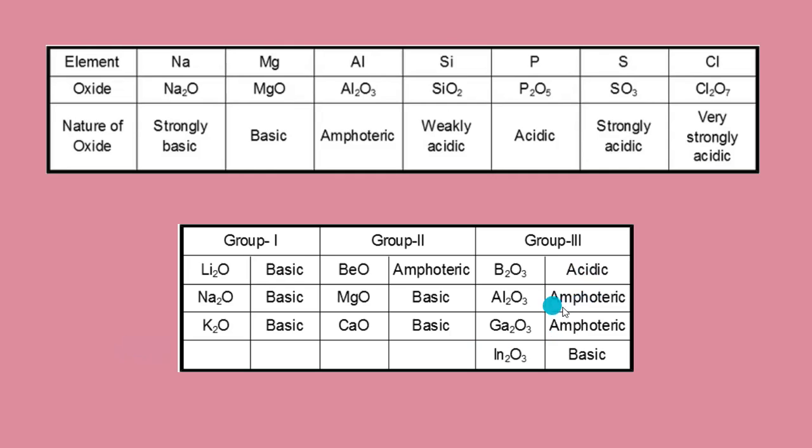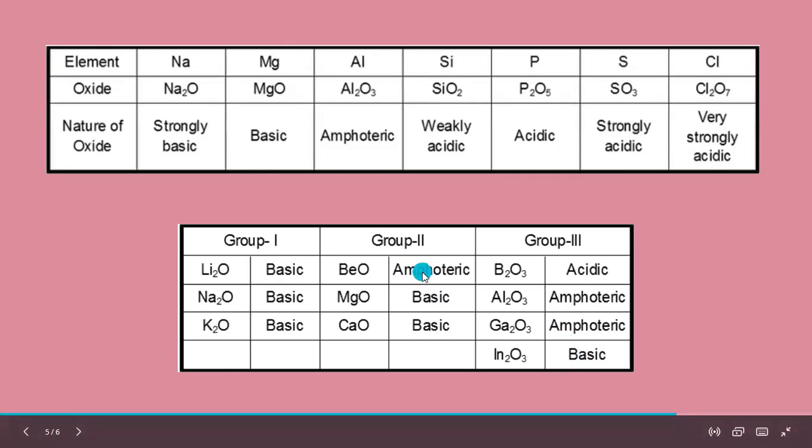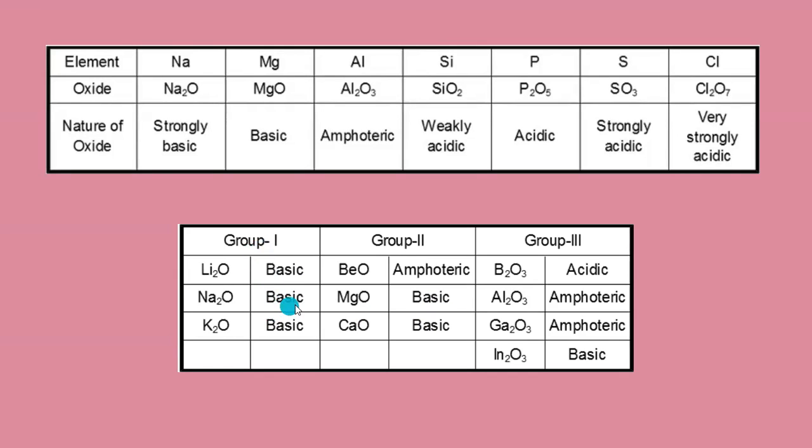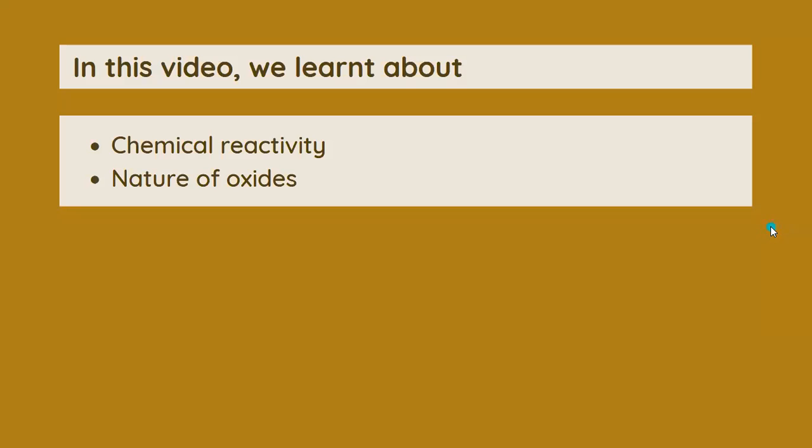That's why you have acidic, amphoteric, and you have basic. Here you have amphoteric, basic, and basic. Here, in group 1, all of them are basic oxides. So with this, we complete the chemical reactivity as well as the nature of oxides.